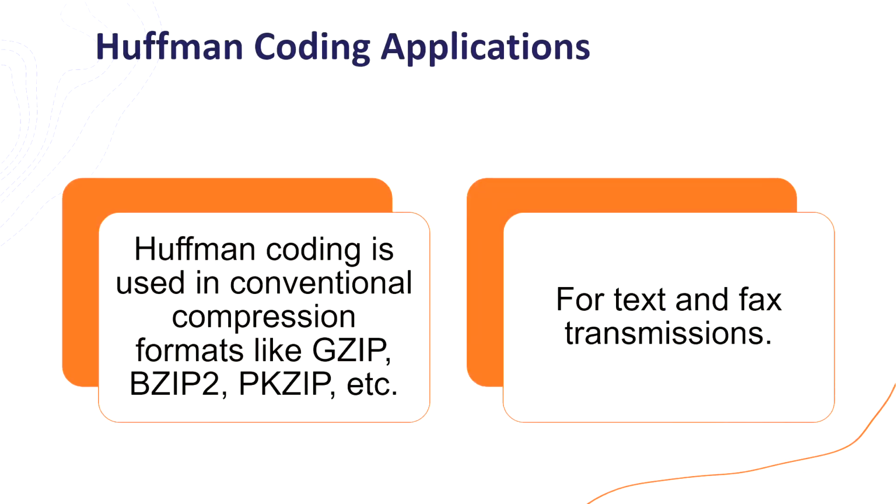What are Huffman coding applications? Huffman coding is used in conventional compression formats like GZIP, BZIP2, etc. And you will understand this thing very easily. It is also used for text and fax transmission.